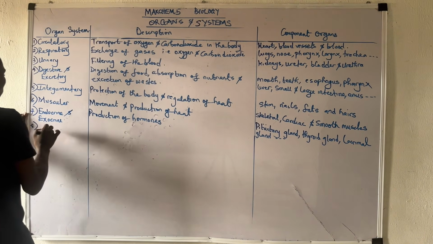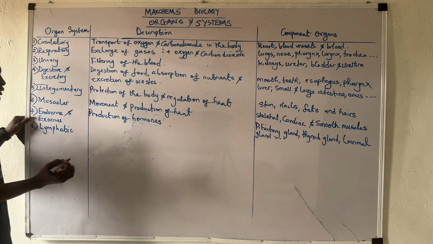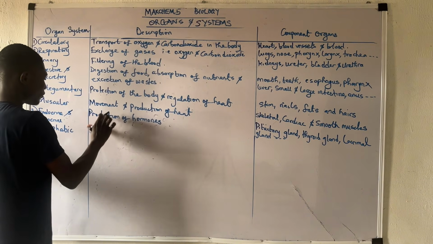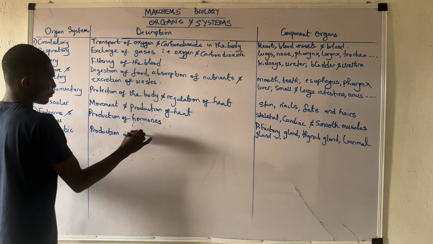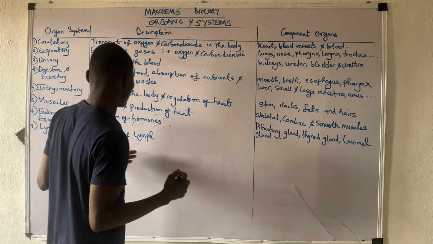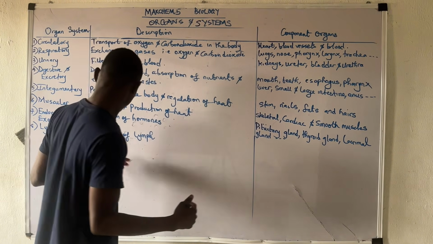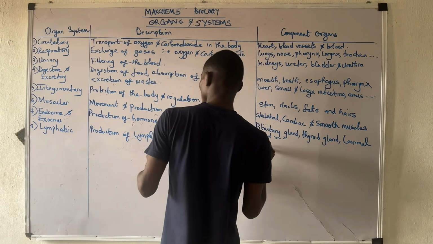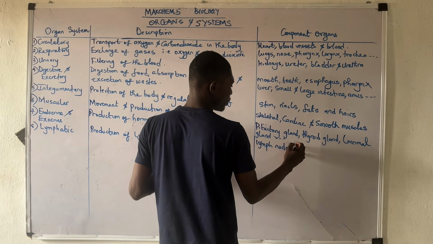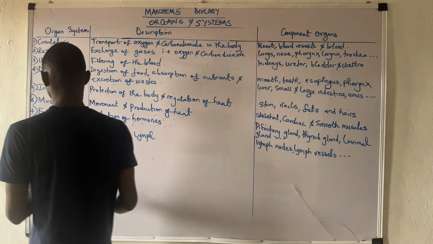Number 8, lymphatic system. The lymphatic system has to do with the production of lymph. Lymph is the colorless fluid that is produced by lymph nodes or lymph vessels. They help in fighting infections. The component organs are the lymph nodes, lymph vessels, and so on.